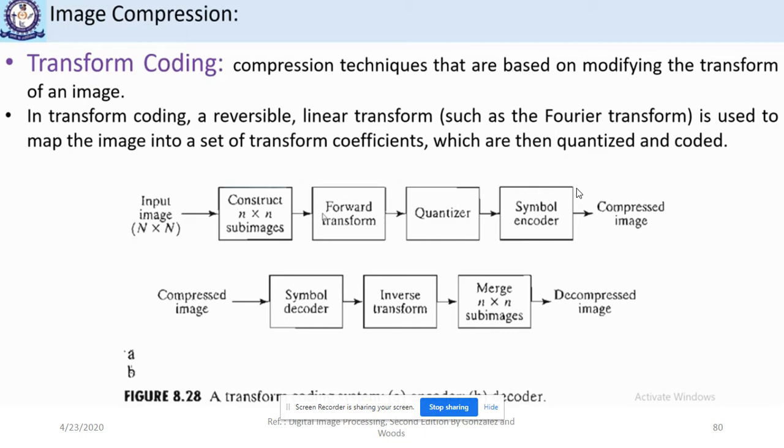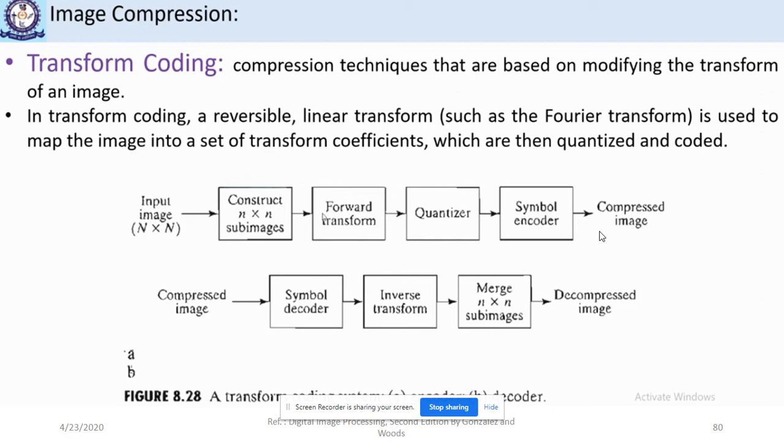The output of the quantizer will be given to the symbol coder. You can see the symbol coder in the image. In the symbol coder, variable length coding is usually done, as discussed earlier. By performing variable length coding, we remove coding redundancy, and we get the compressed image. This is how image compression is achieved in transform coding.